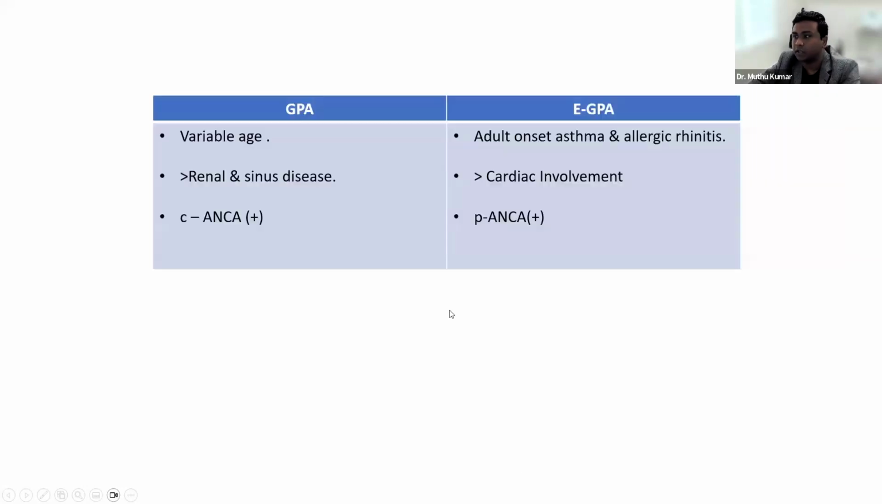So the difference between GPA and eGPA: the patient's age is variable in GPA, whereas in eGPA, there will be a history of adult onset asthma and allergic rhinitis, and there will be more renal and sinus disease in GPA and more cardiac involvement in eGPA. GPA will have C-ANCA positivity and eGPA will have P-ANCA positivity.